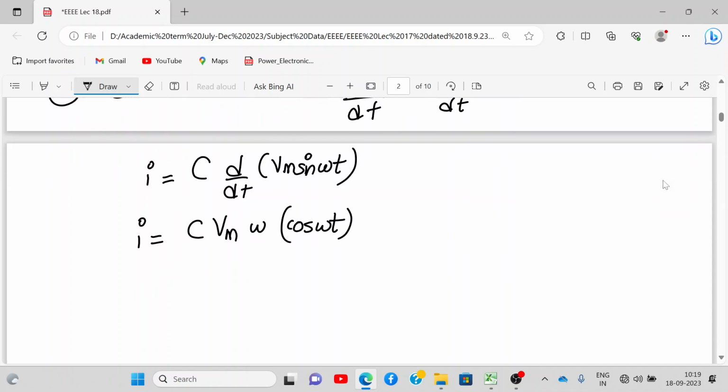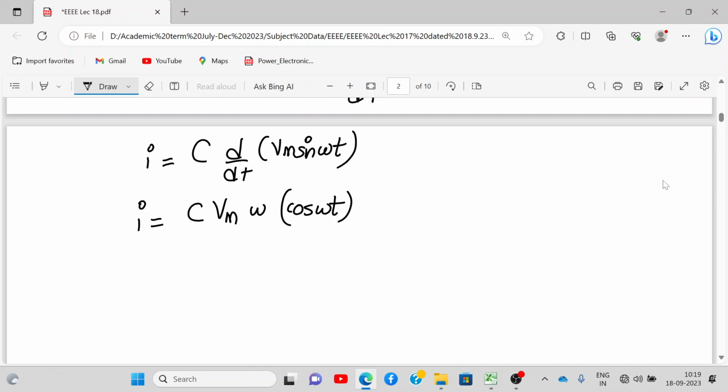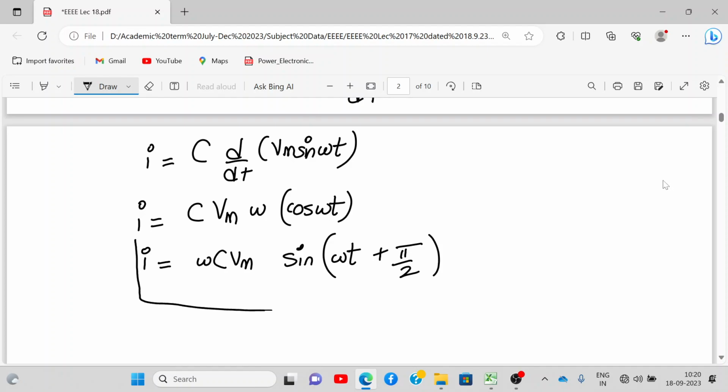Got it? So what will be I? I want to write in the standard form. Omega C Vm sine of omega t plus pi by 2, because cos theta is sine theta plus pi by 2. Got it? Remember, in an inductor it was minus and here it is plus. That means current will lead the voltage by 90 degree. We have written up till here. Please put it inside the box and call it equation number 1.